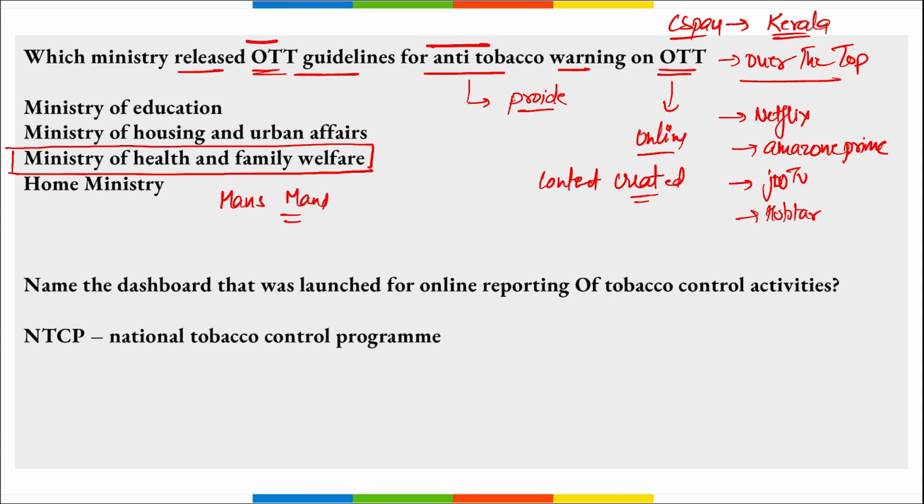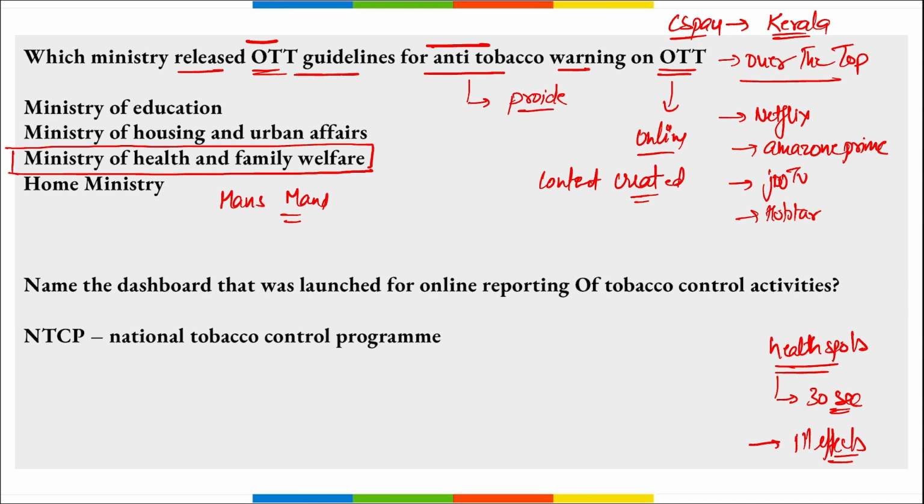First, these platforms have to display anti-tobacco health spots, correct? They have to show them for a minimum of 30 seconds at the beginning and the middle of the program. Then these platforms also have to exhibit anti-tobacco health warnings during the display of tobacco products or their use, correct? And also they have to tell about the ill effects of the use of tobacco for a minimum of 20 seconds at the beginning and the middle of the program.